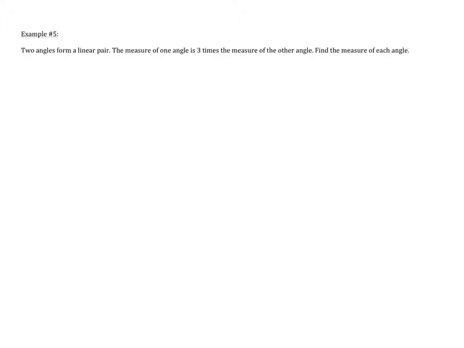Our last example, number 5. Two angles form a linear pair. The measure of one angle is 3 times the measure of the other angle. Find the measure of each angle. And that's all they give us. This problem seems so blank that we're not even sure where to start. So let's chunk it up. Let's look at it in pieces.